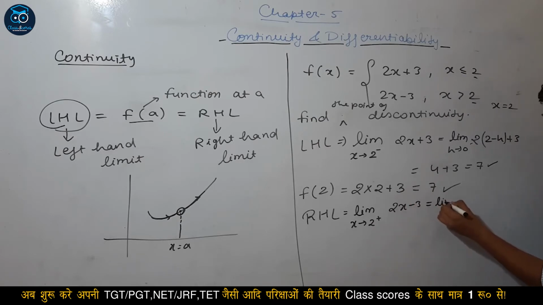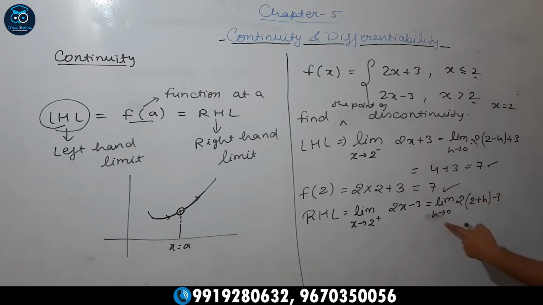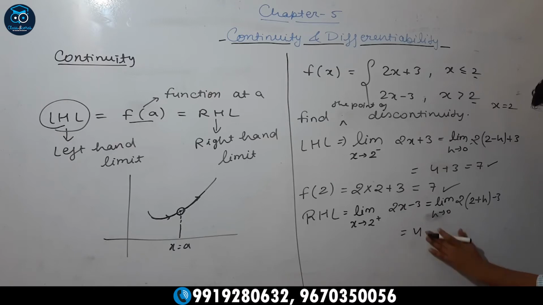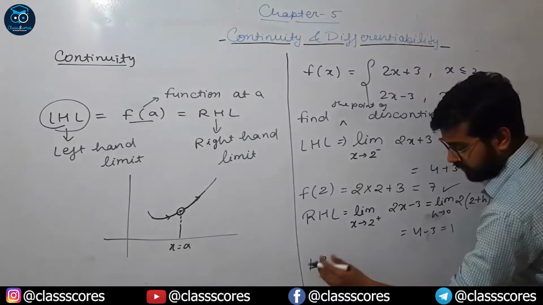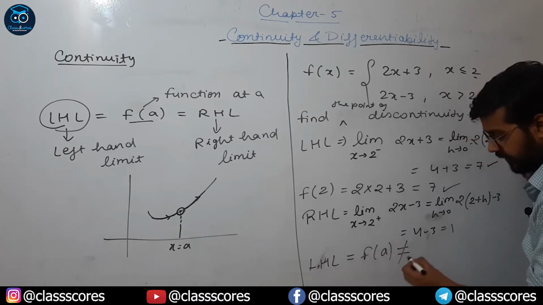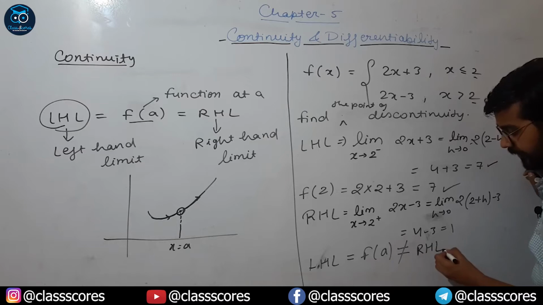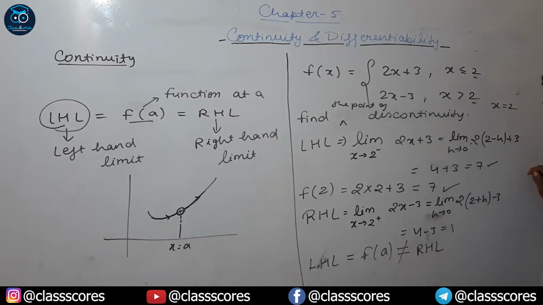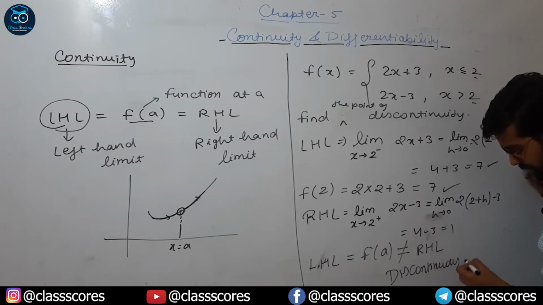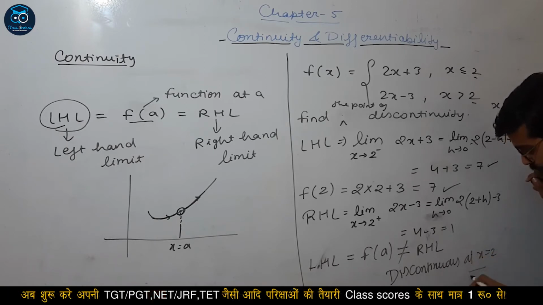So now when we substitute h tends to 0, 2 plus h minus 3, and when we substitute the value of h as 0, we will get 2 to the 4 minus 3, then it will be 1. So the final result: we have the value for LHL equals f of a, but it is not equal to RHL. So we can say the function is discontinuous at x equals 2.